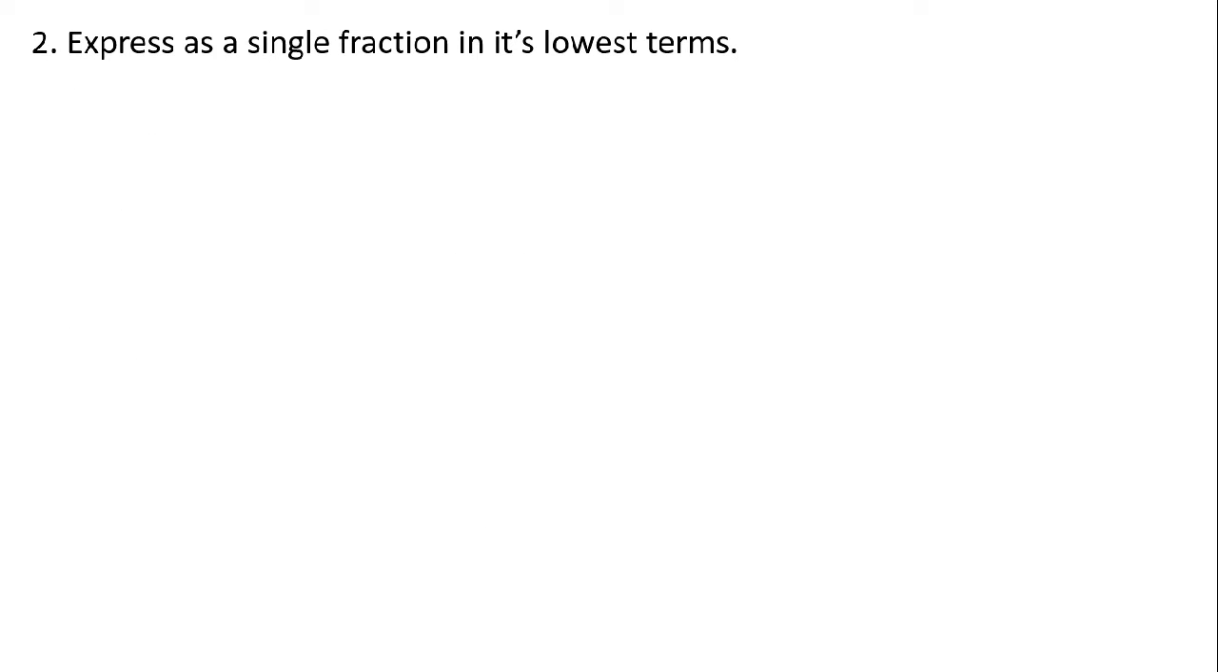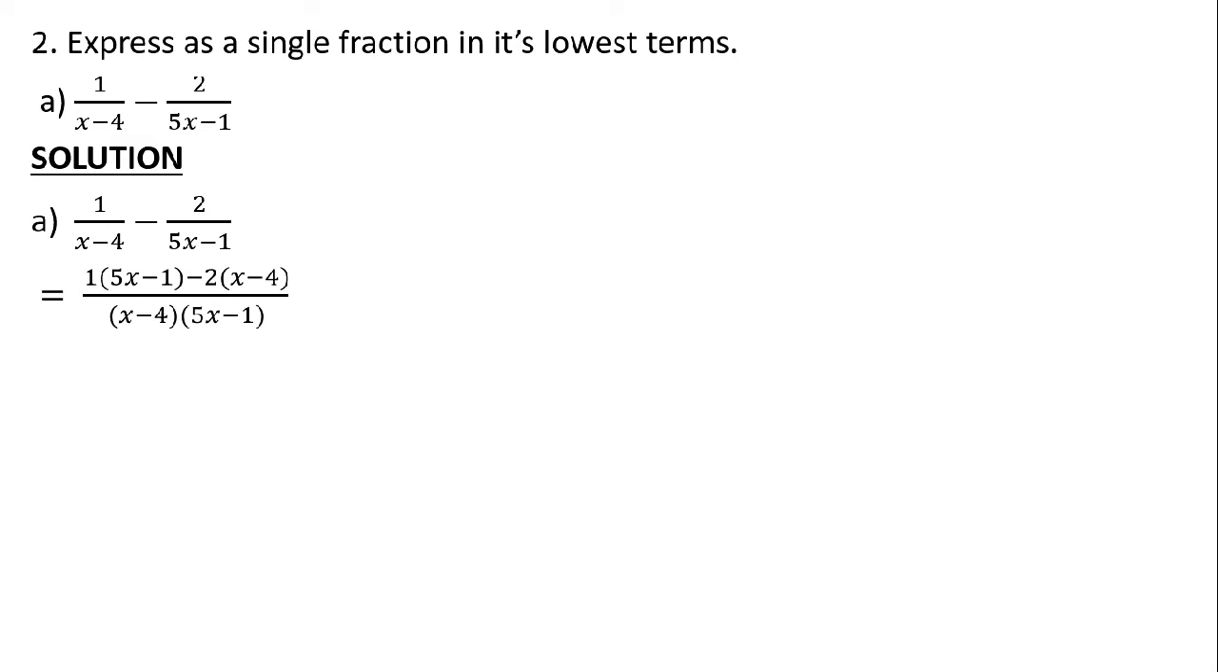We have, express as a single fraction in its lowest terms, 1 over x minus 4 minus 2 divided by 5x minus 1. So the way we solve these questions is the same way we solve common fractions, where you have to find the common denominator and then divide each denominator into the common denominator. The number of times you divide the denominator into the common denominator, you multiply by the numerator. So our common denominator here will be, open your brackets, x minus 4, close your brackets, open your brackets, 5x minus 1, close your brackets. So our common denominator is x minus 4 and 5x minus 1.